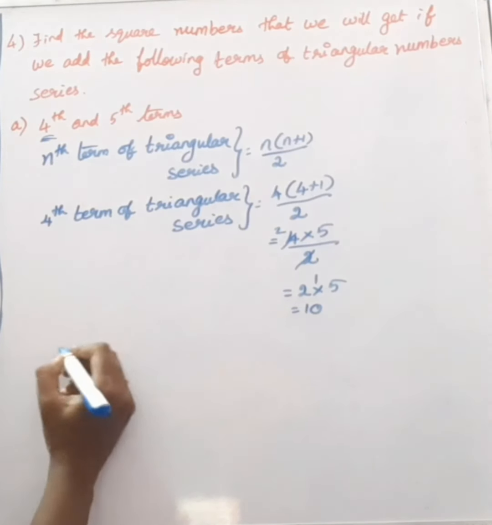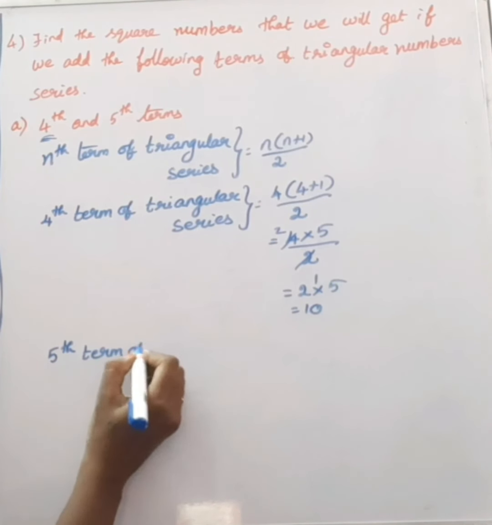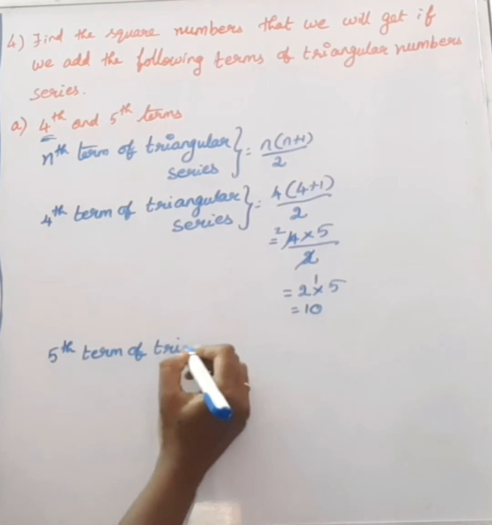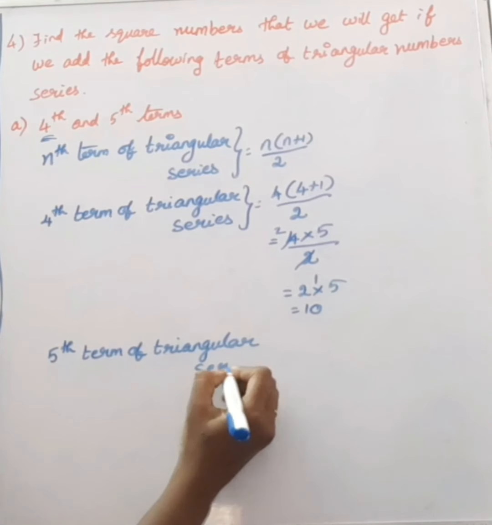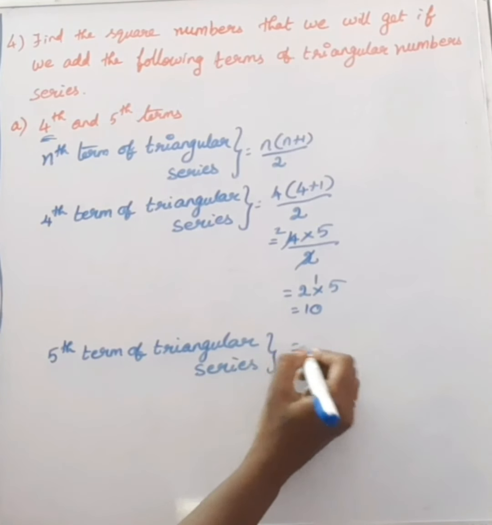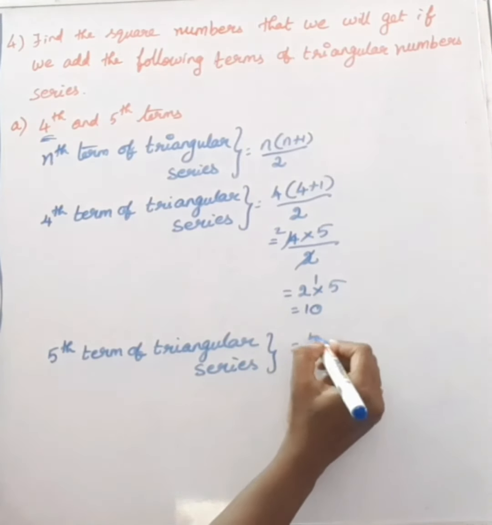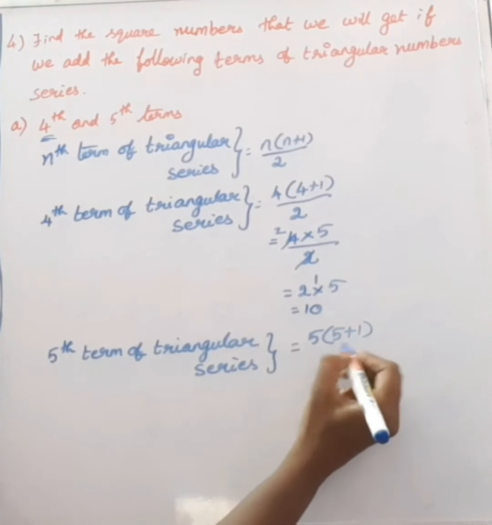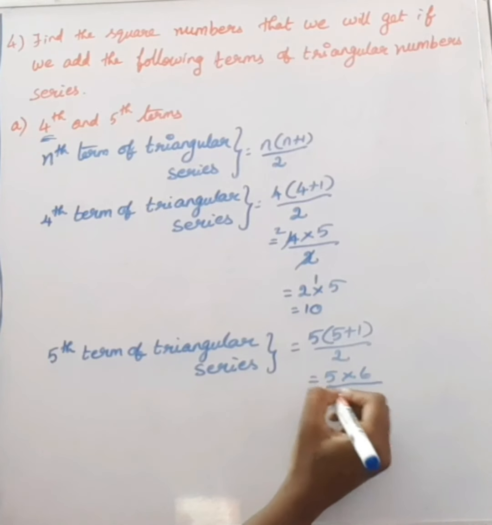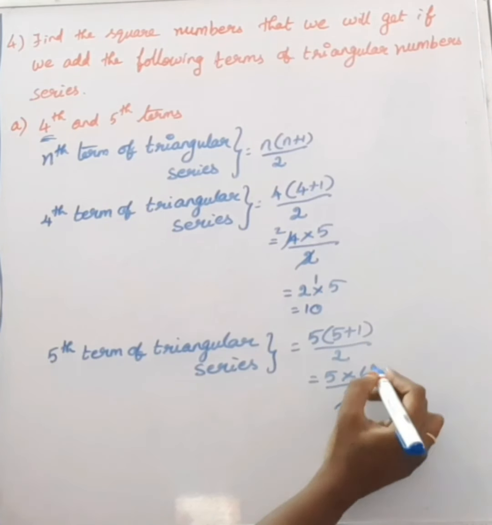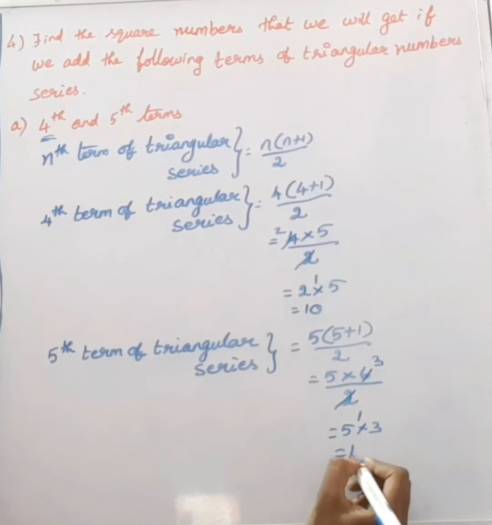Now we want to find the fifth term. So fifth term of triangular series is equal to, what is the n value? It is 5. So 5 into 5 plus 1 by 2. So 5 into 6 by 2. 1 time, 6, 3 times. So 5 3s are 15.